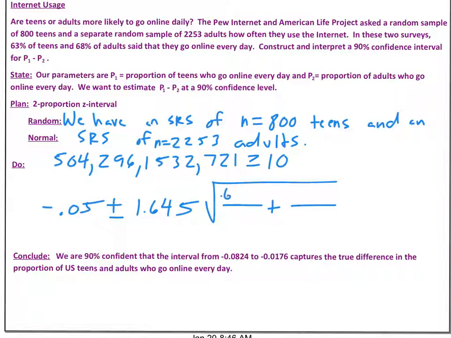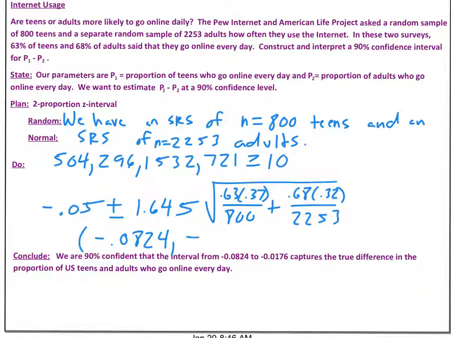Here's our teens. They were 0.63 over 800. The adults were 0.68 times 0.32 over 2253, which would give us this, negative 0.0824 and negative 0.0176. Okay? There you see our conclusion.